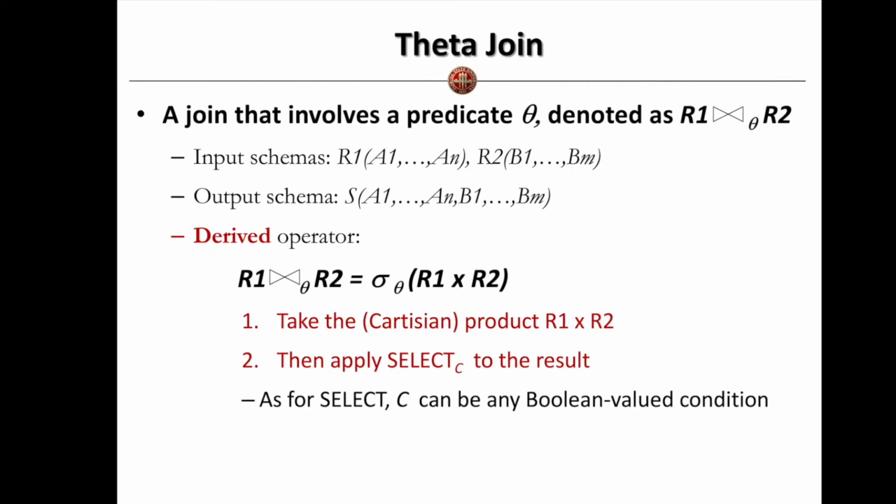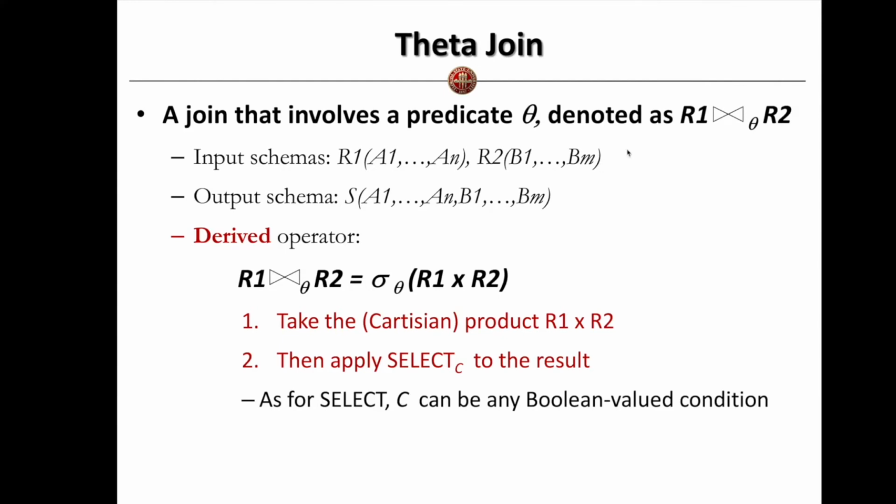Then how about the output? The output will also be a relation, right? We can represent the output as a relation S. As to the attributes inside this S, we have A1 to AN and B1 to BM. We combine all the attributes in both R1 and R2.